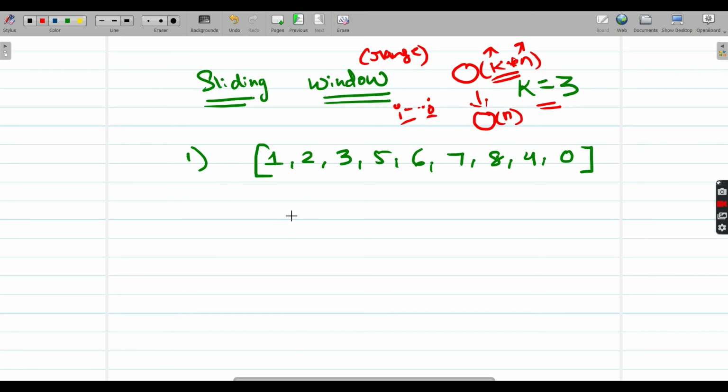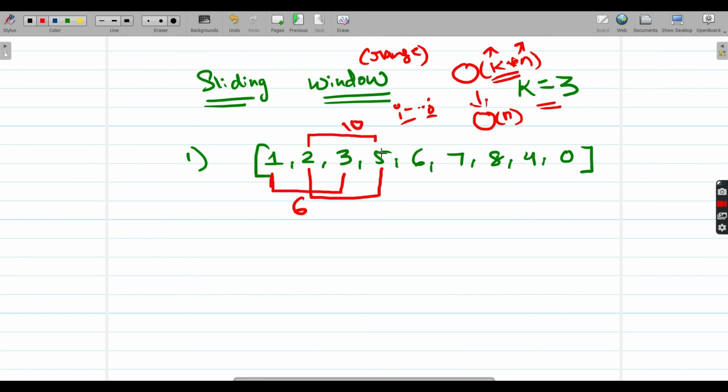Now let's try to understand this. The first subarray is this. The sum is 6. Now what I'm going to do is slide this window by one position. When I say one position, this particular window will now start from here and end here. I'm just sliding one position, so that I can get another subarray whose sum is going to be 10.